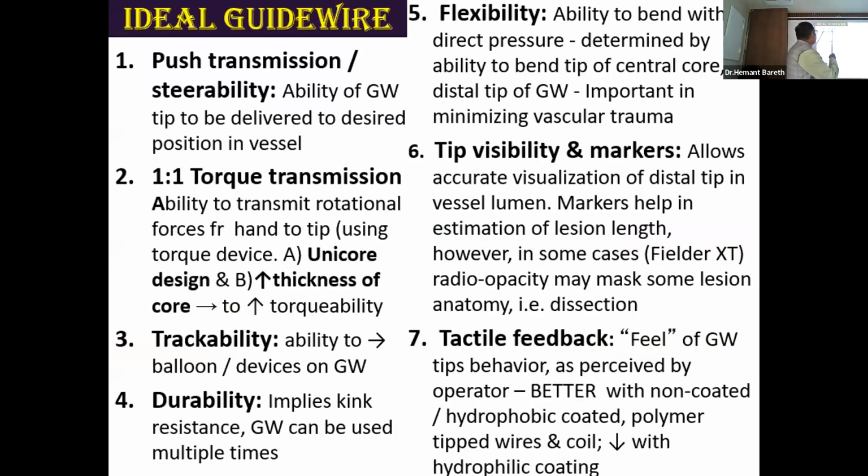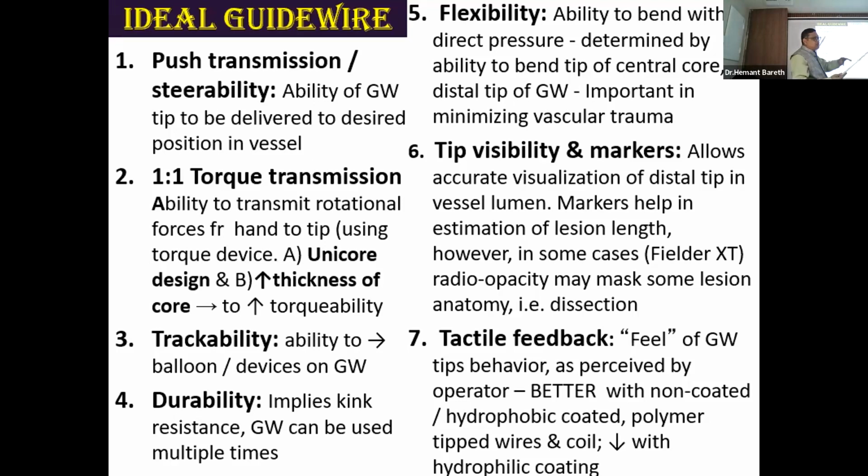Now, what do we need in an ideal guide wire? Number one, of course, the guide wire should be able to be pushed into whatever region that we want to go into. So the steerability and push transmission is, of course, as you might imagine, very important. Then the second thing that you want is a one-to-one torque transmission. So if you move it like this, the wire should move like this. So there should be a one-to-one relationship.